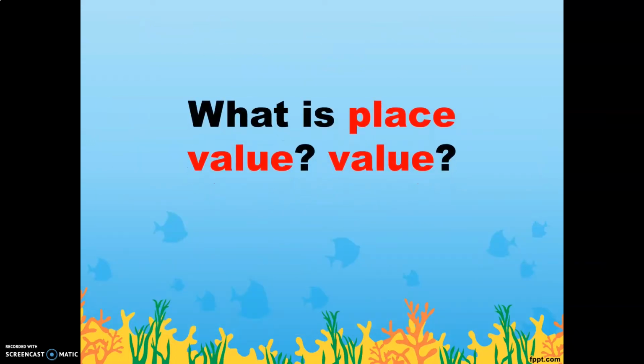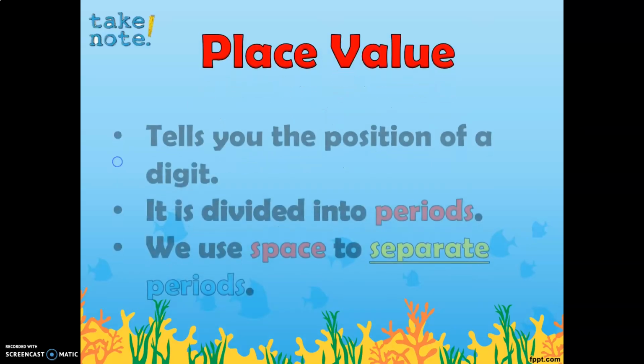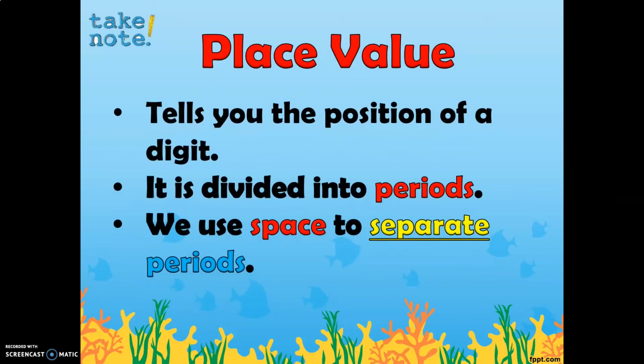So, what is place value and value? In visualizing numbers, we also use the concept of place value and value. Now, let's identify what place value and value are. Place value tells you the position of a digit. It is divided into periods. We use space to separate periods. When you say period, it is a group of digits separated by a space in a place value chart.